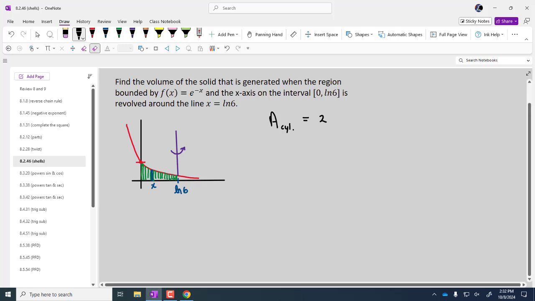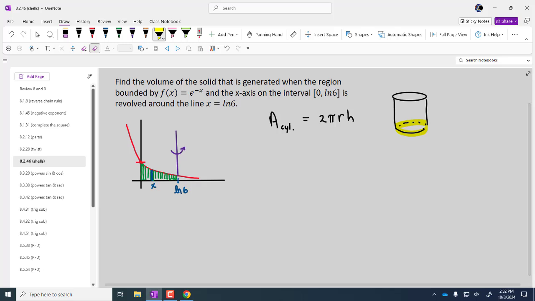That's going to be 2 pi r times the height. Everyone okay with that? If we have a cylinder, 2 pi r is going to be the circumference down there. And then you multiply by the height. That's going to give you the outside area of the cylinder.